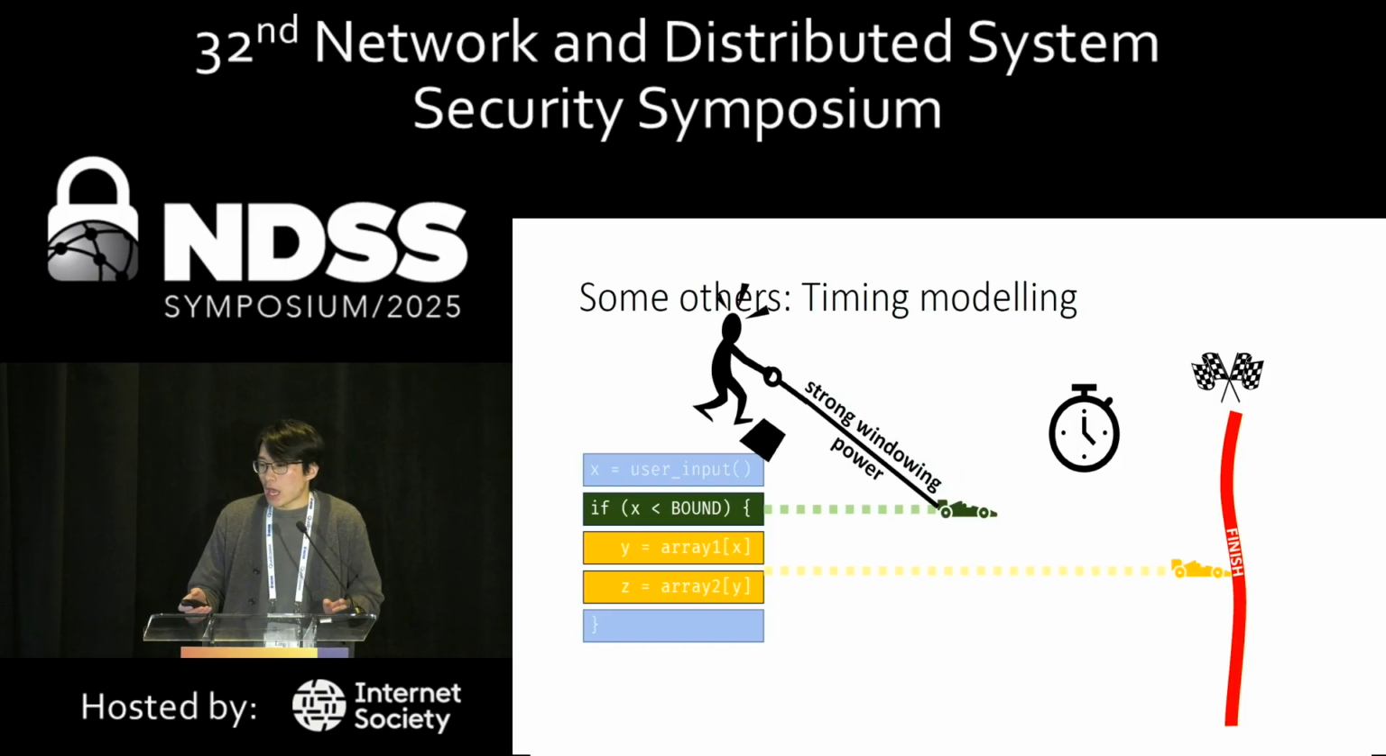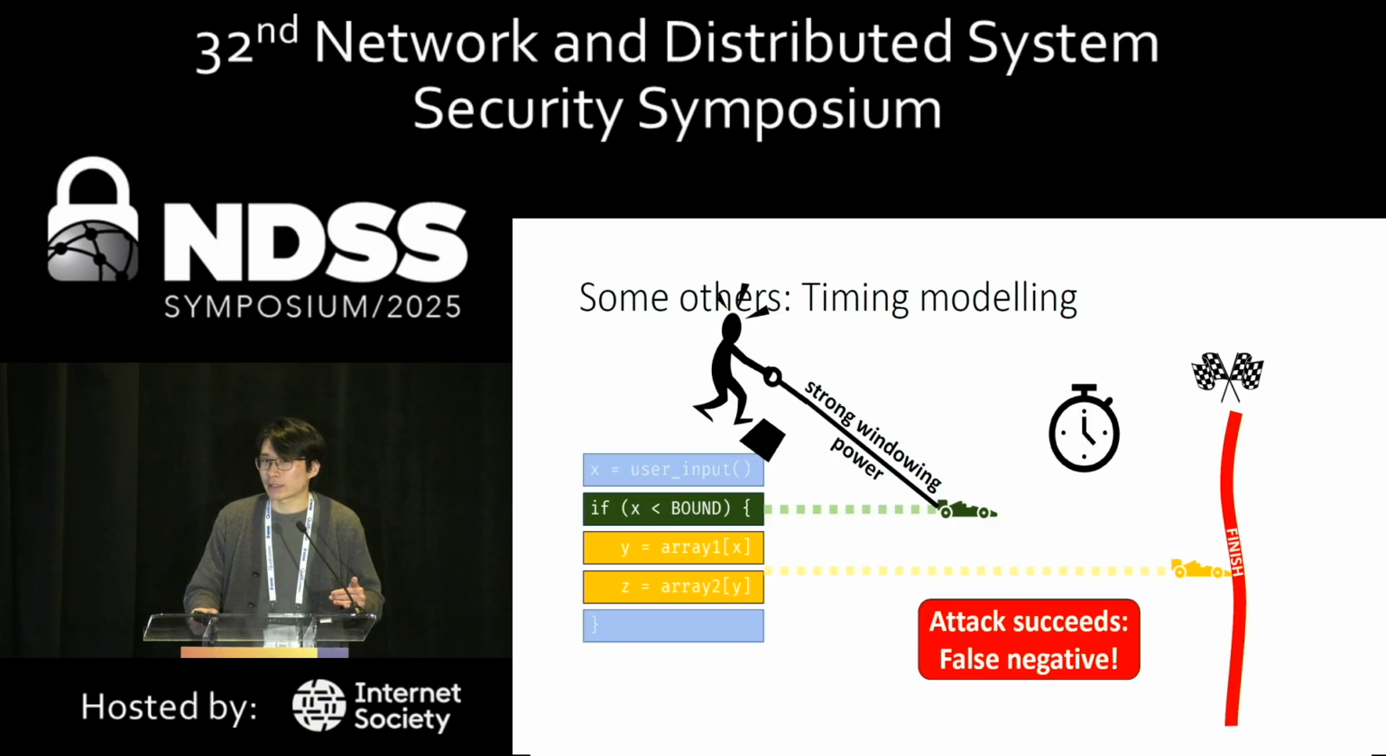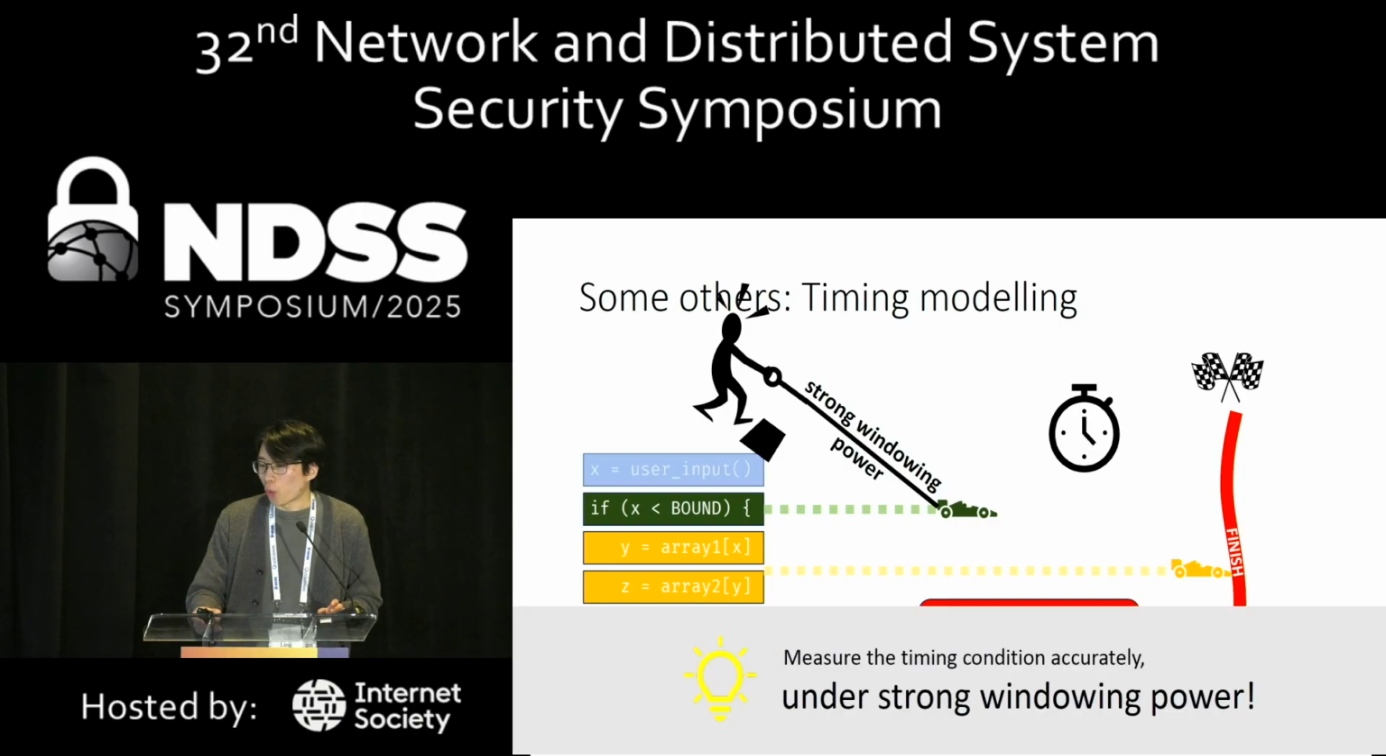In fact, if we have an attacker with a much stronger windowing power than we assume, then they might be able to delay the branch resolution a lot, which would make the attack succeed. To avoid these false negatives, we need to consider very strong windowing power when measuring the timing condition in our tool.